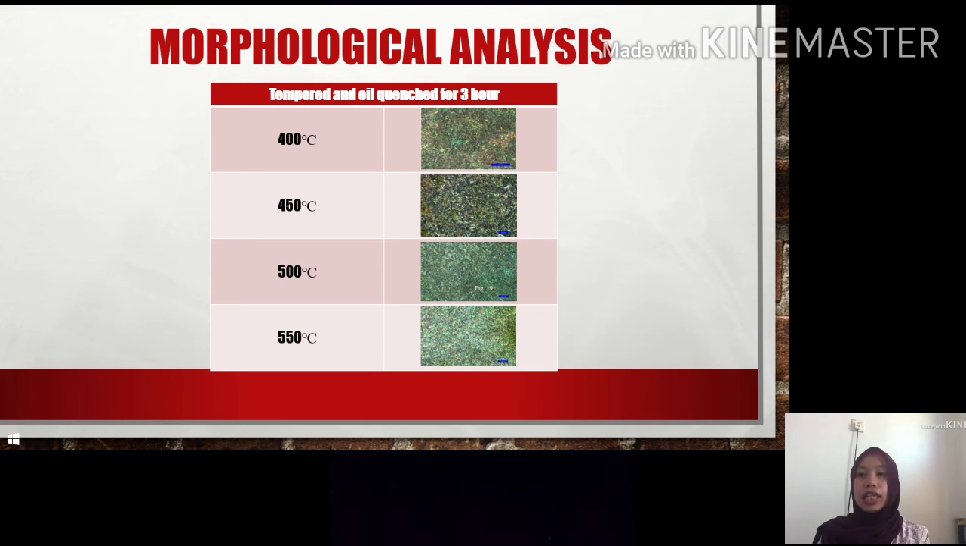Surface decarburisation occurs at 400 degrees Celsius of oil quench and tempered for 3 hours, and at 550 degrees Celsius for 1 hour. Decarburisation occurs when carbon atoms at the steel surface interact with the furnace atmosphere and are removed from the steel as a gaseous phase. Dark spot defects appear on the microstructure of oil quench and tempered at 500 degrees Celsius for 2 hours. The dark spot corresponds to a localized corrosion mark.